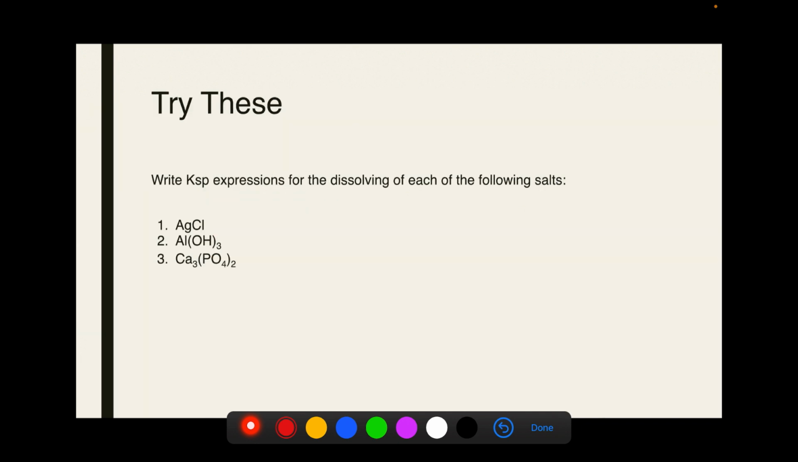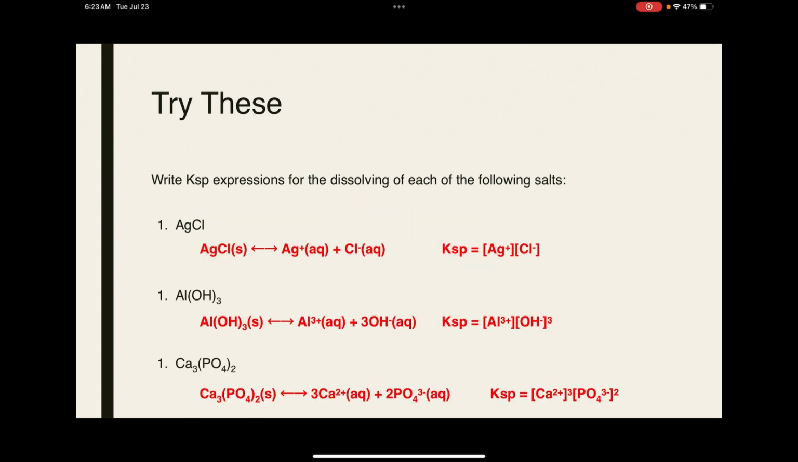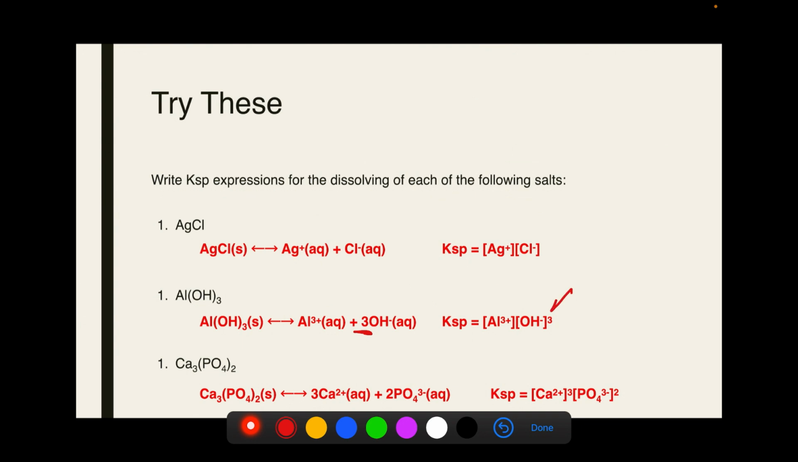Here's a few to try on your own. Pause the video here, write dissociation equations for each of these, and then write K expressions for each of them. When you come back, I'll reveal the answers. Welcome back. Here's what you should have gotten. Notice that I started with dissociation equations for each, and then I wrote K expressions using the coefficients as my exponents in each case. Also notice that none of them have denominators because in each case we started with a solid.